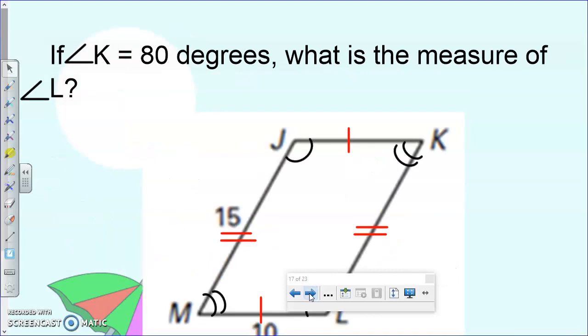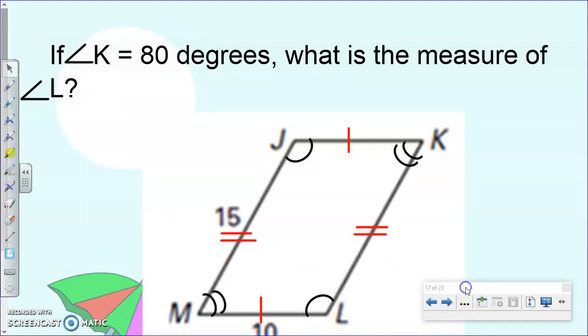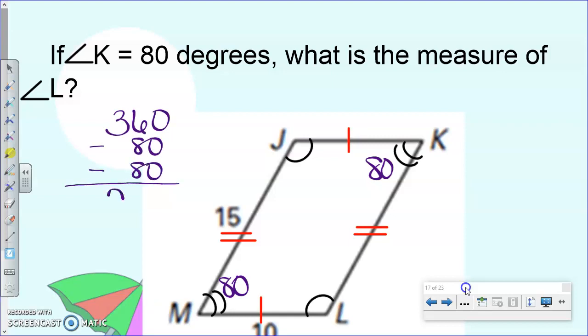All right, here's another one. It says if angle K is 80 degrees, what is the measure of angle L? So I'm going to find angle K, and I'm going to put 80 degrees. Angle K has 2 congruency marks, so I need to find another one that does, and that would be angle M, so that is 80 degrees as well. So I'm going to do 360 minus 80 minus 80. And what I'm left with is 240.